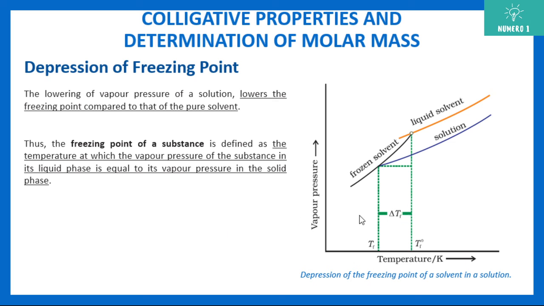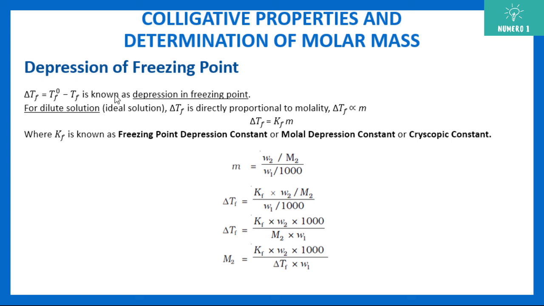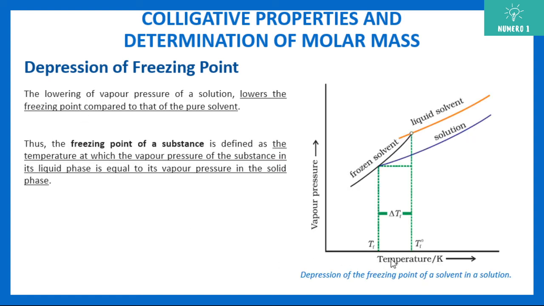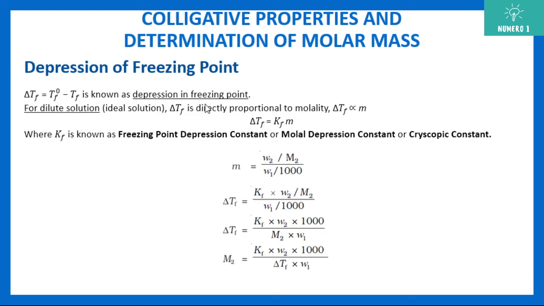So here also we do the same calculation. Delta TF is actually TF naught minus TF. Here this is TF naught, this is TF. TF naught minus TF is the depression of freezing point. This again is proportional to your molality. We introduce a constant Kf, which is known as the freezing point depression constant or molal depression constant. Again, you can express molality as the number of moles of solute divided by kg of solvent, and you can find M2, that is the molecular weight of the solute.